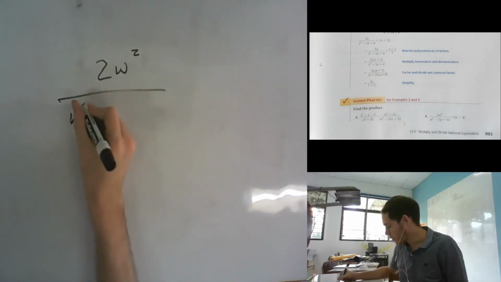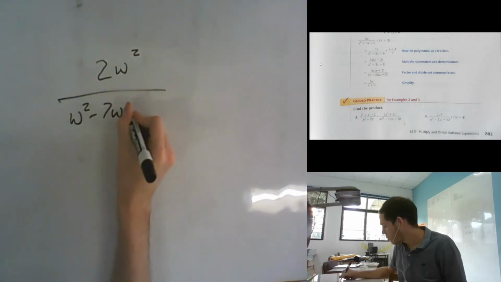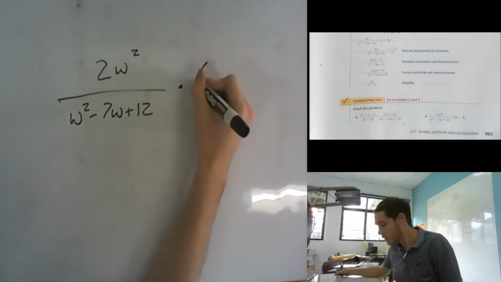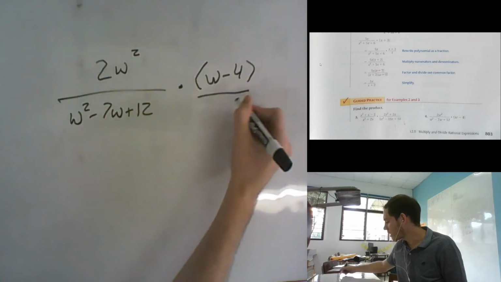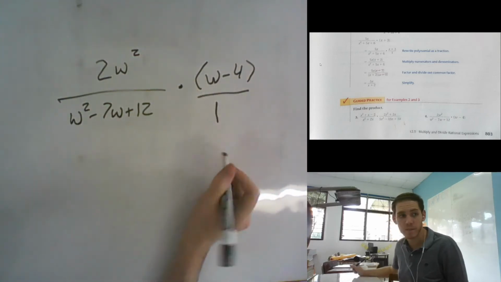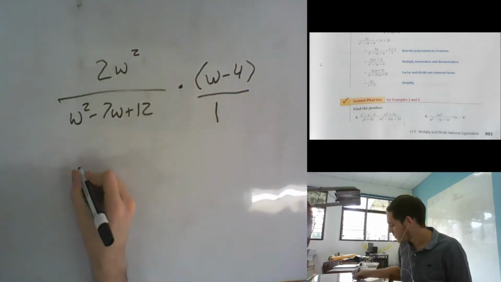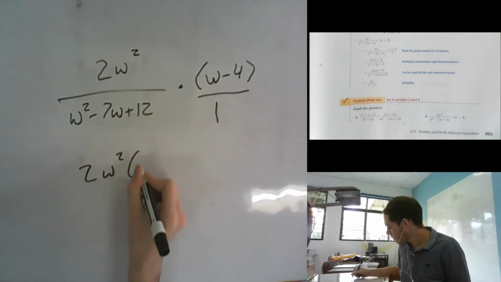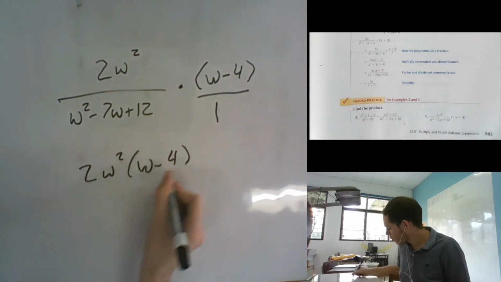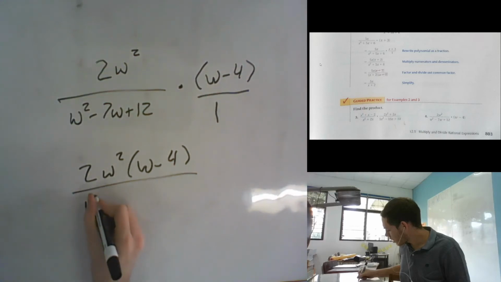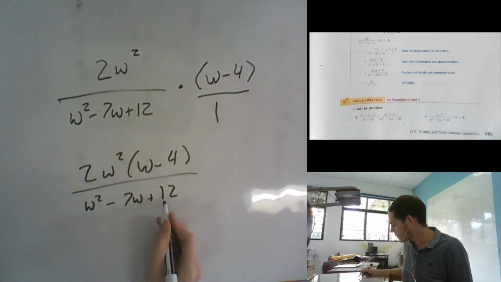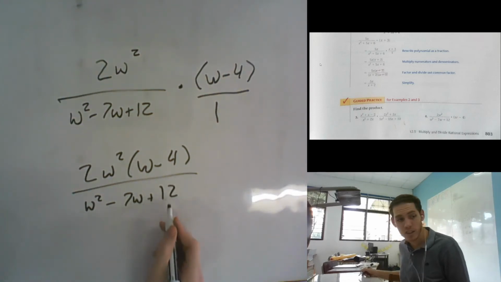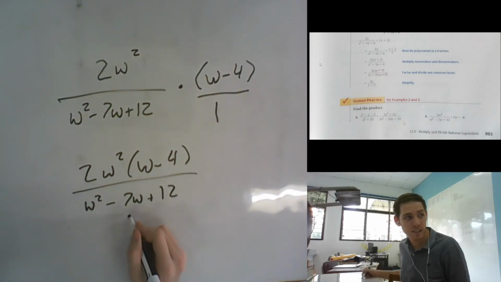Okay. Then the second question was 2w squared over w squared minus 7w plus 12 times w minus 4. So this, again, we just turned into a fraction by dividing by 1. Then you multiply, so you get 2w squared, w minus 4, over w squared minus 7w plus 12. This can be factored on the bottom. What goes into 12 and minus 7?